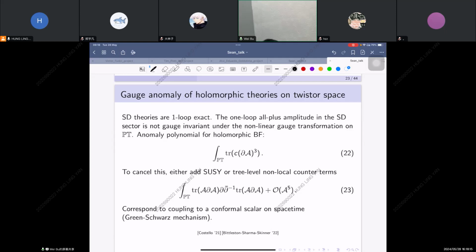Okay. But when it comes to gravity, can I still say the same? You can still say the same. So self-dual gravity is also one loop exact. You can also add a similar counterterm to cancel this one loop all plus amplitude. So it's also a quantum mechanical statement.